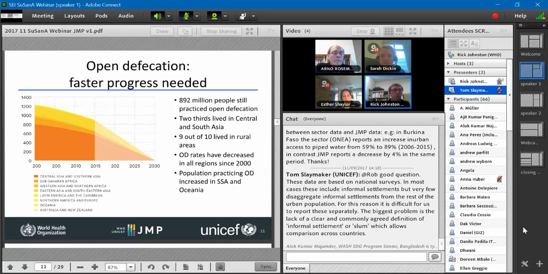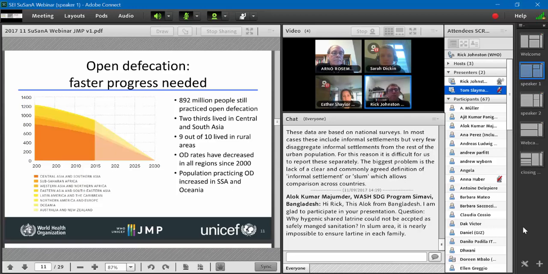The good news is that the rates of open defecation have been decreasing in all regions since 2000. But in some regions, Sub-Saharan Africa and Oceania, because of large population growth and in some cases urbanization, the number of people practicing open defecation has actually increased. The shaded part of this graph shows the acceleration in progress that would be needed to eliminate open defecation by 2030.